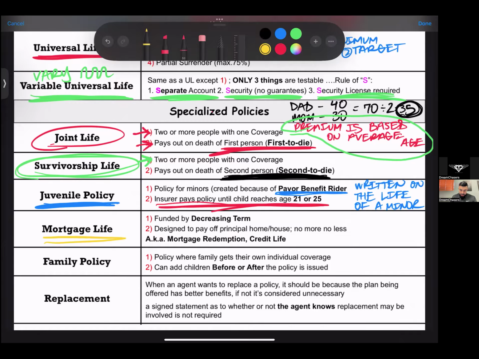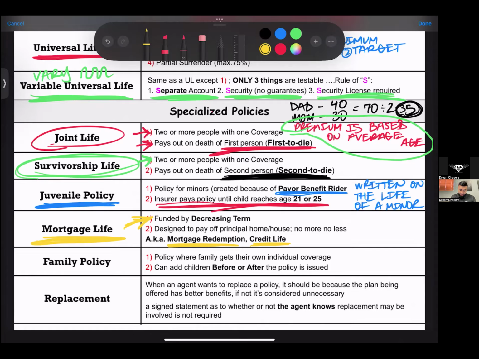All right. Next is mortgage life. So mortgage life, and this goes back to the decreasing term policy that we talked about. That is what mortgage life is. It's a decreasing term policy that is going to decrease its coverage as the mortgage is decreasing, also known as credit life, or you also may see it written on the test as mortgage redemption. You think mortgage, it has to do with the home. So you're paying off the home. Decreasing term, if the person passes away, is going to pay out so that the mortgage gets paid off.